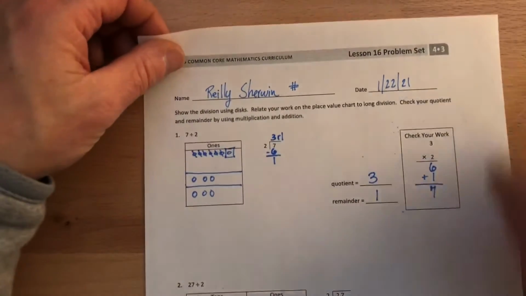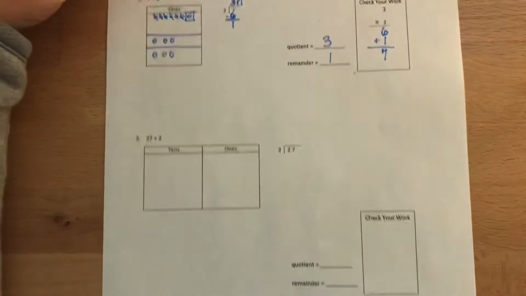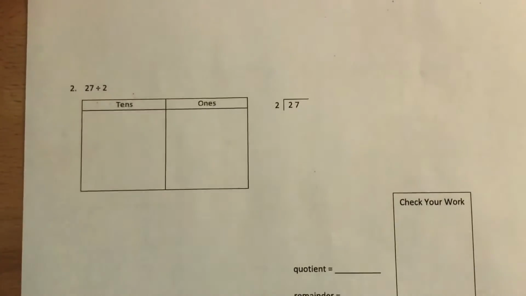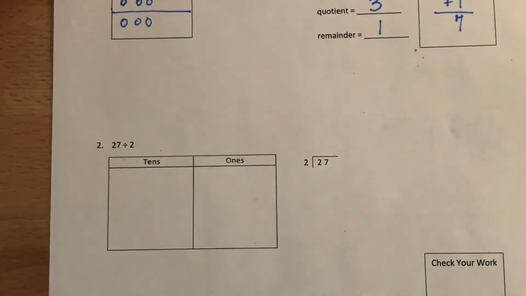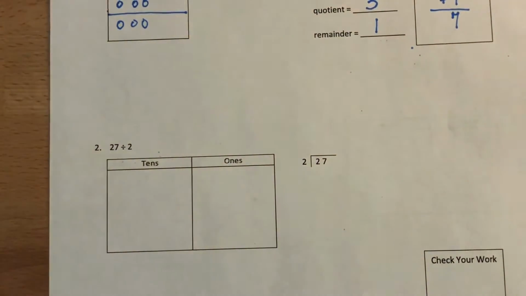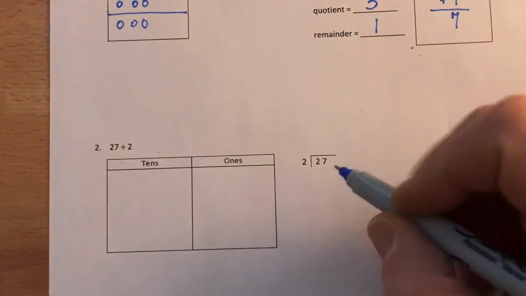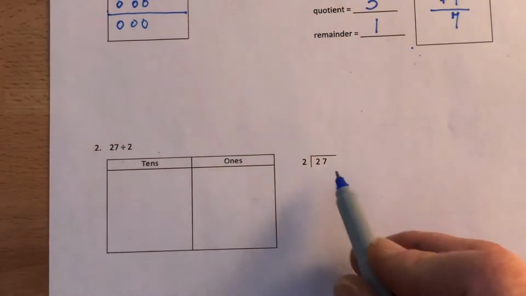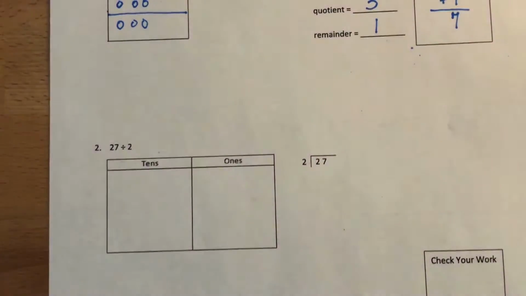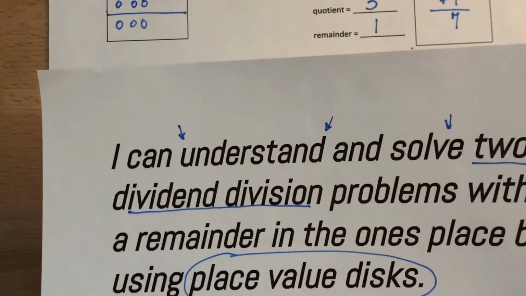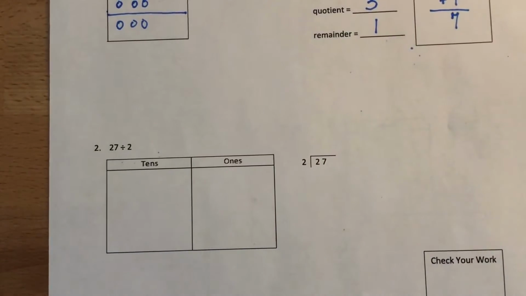All right, down here, let's take a look. Let me zoom in on this one. Okay. So, 27 divided by 2. All right? I know what this answer is in my head because I know right off the bat how many 2's would fit into 27. I just know. Okay, so this one's going to be done a little different. As you can tell, my 27, my dividend, is 2 digits, just like on our I can statement, the two-digit dividend. So this is how this is going to look.